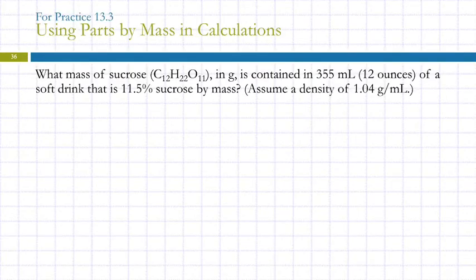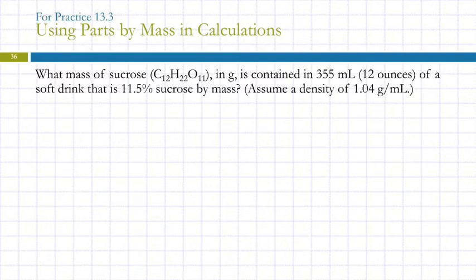Okay, problem. What mass of sucrose in grams is contained in 355 milliliters of a soft drink that is 11.5% sucrose by mass? Assume a density of 1.04 grams per milliliter. So there's lots of problems like these. The math is not that hard. It's just multiplying and dividing. But it's the units. So if you're good with the units, you can figure these out. And if you're not good with units yet, it's not too late to become good with units.